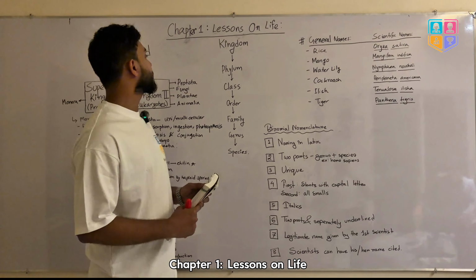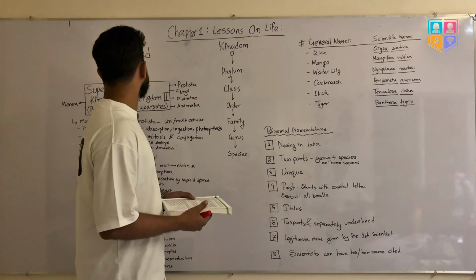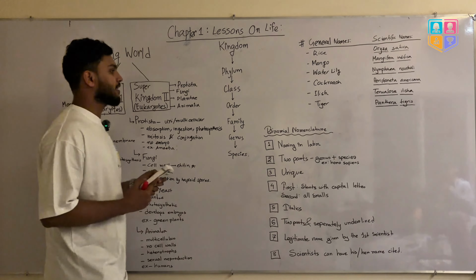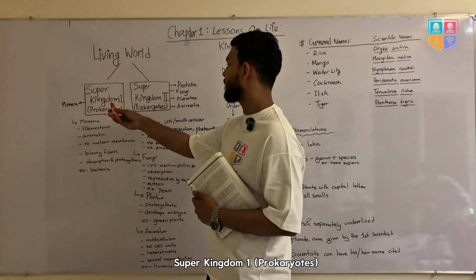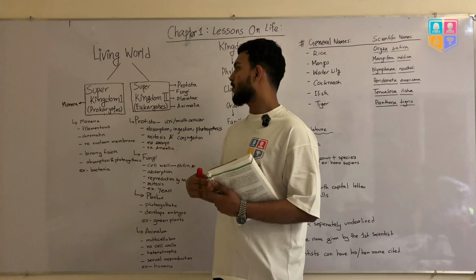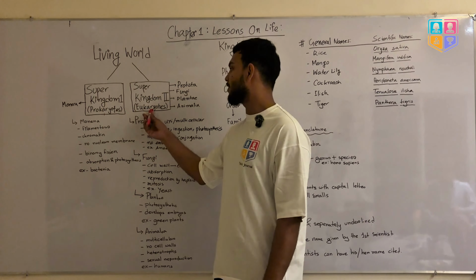We are going to look at chapter 1 of our SSC Biology, Lessons in Life. Firstly, we are going to look into the living world, and basically the living world is put into two parts, first being the Super Kingdom 1 and the Super Kingdom 2. The basis of the two parts is mainly based on prokaryotes and eukaryotes.